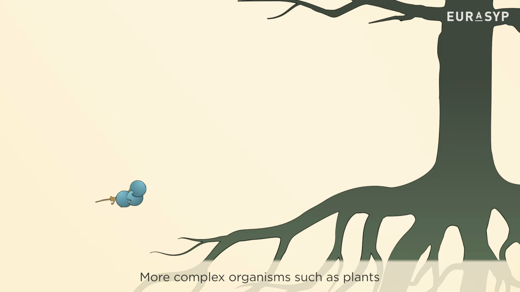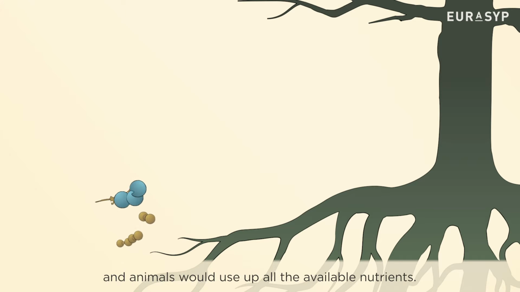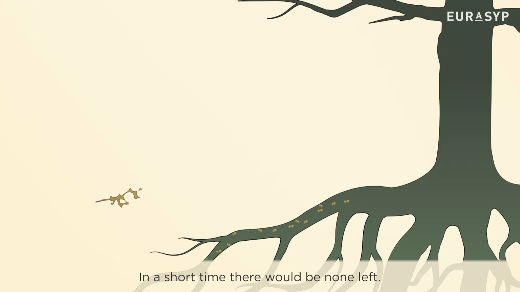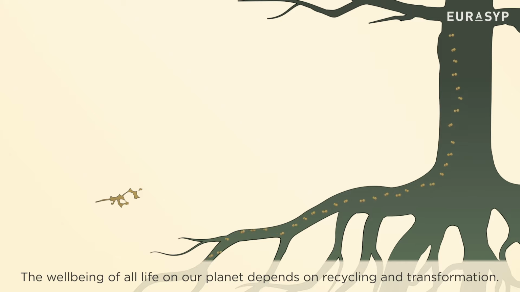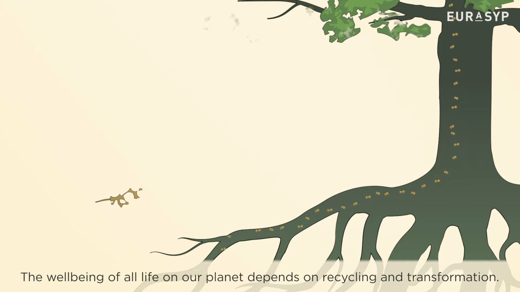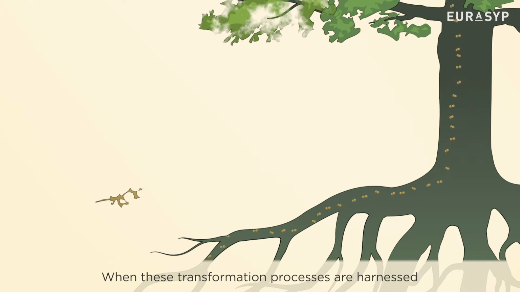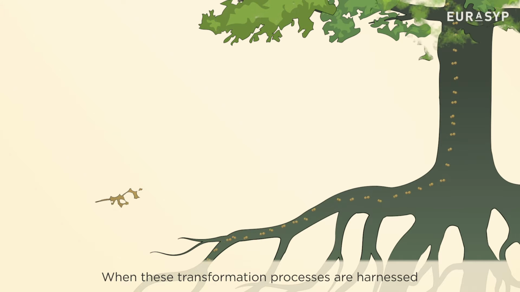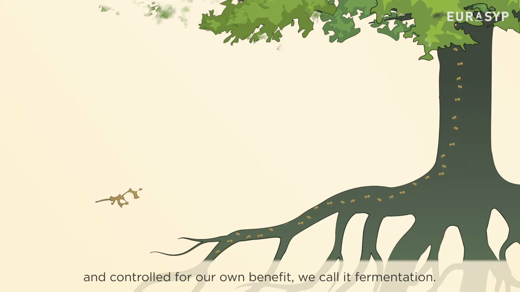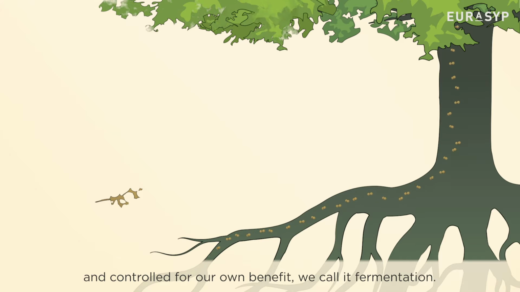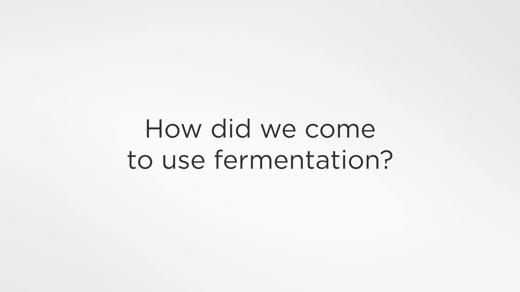More complex organisms such as plants and animals would use up all the available nutrients, and in a short time there would be none left. The well-being of all life on our planet depends on recycling and transformation. When these transformation processes are harnessed and controlled for our benefit, we call it fermentation. How did we come to use fermentation?